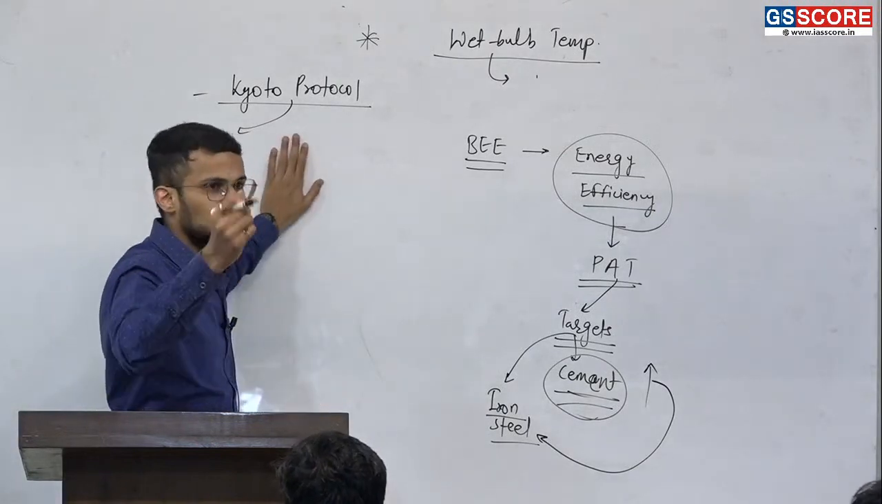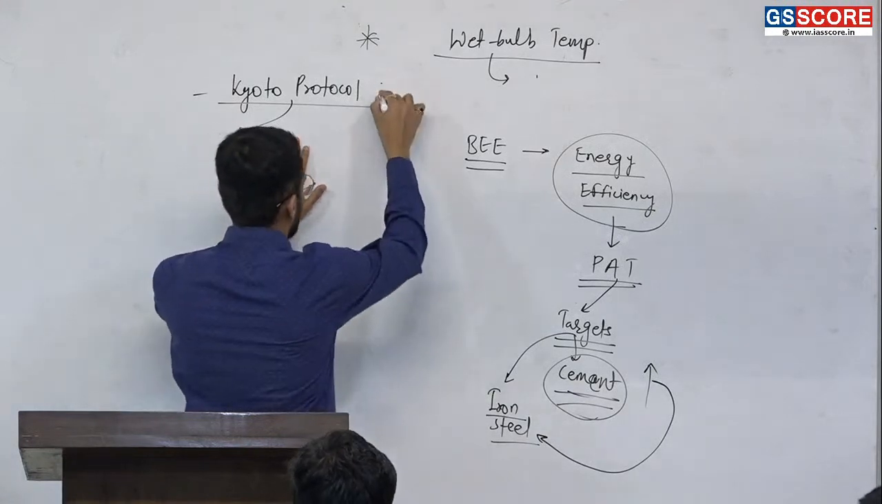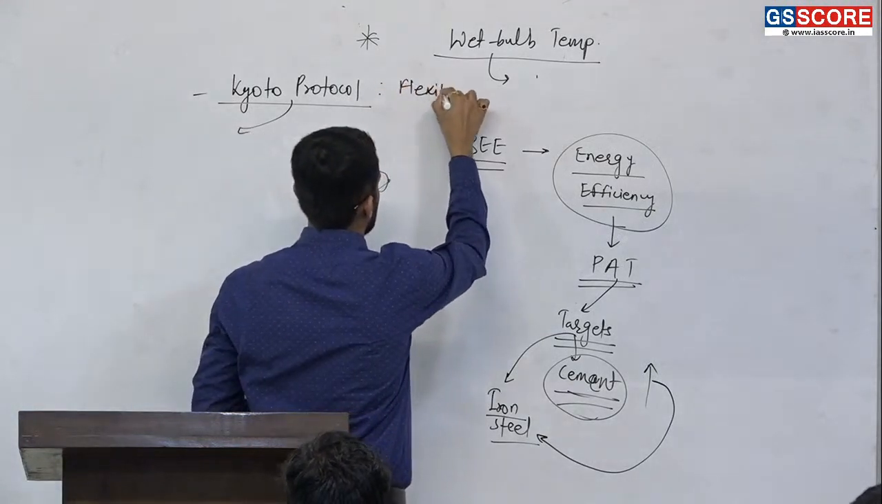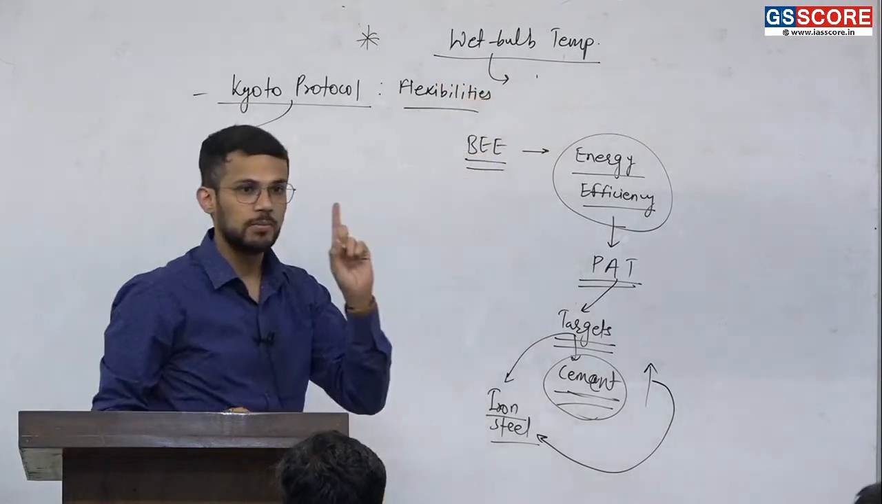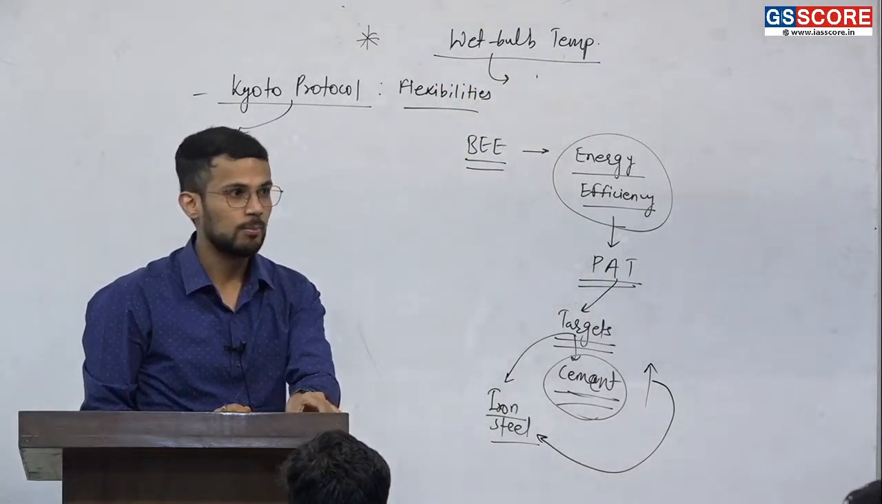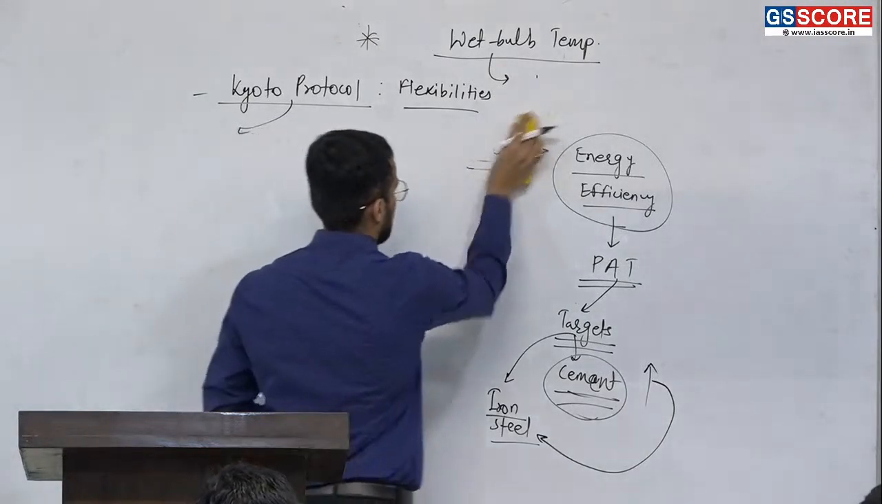So, in order to achieve these targets, there were flexibilities under the Kyoto Protocol. And this was the question that they asked in the 2022 mains examination: mechanisms to implement the Kyoto Protocol. Fine?